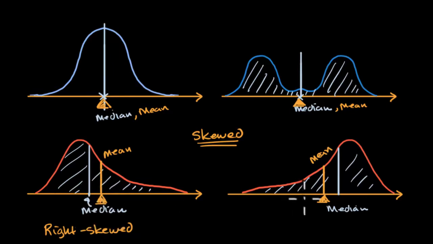So the opposite of that, here the mean is to the left of the median, and we have this long tail on the left of our distribution. So generally speaking, we will describe these as left skewed distributions.